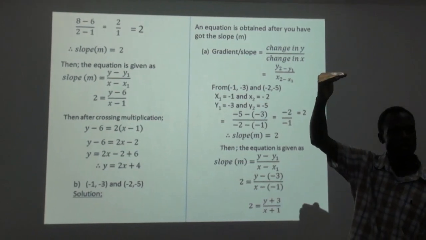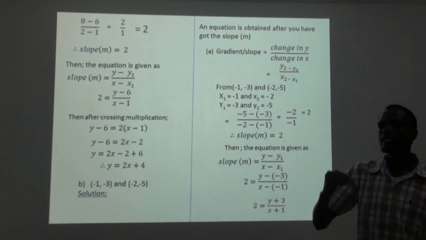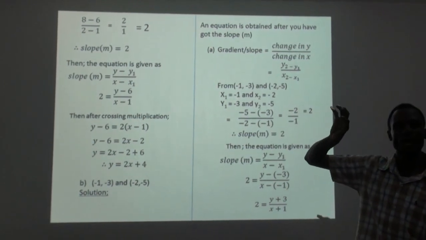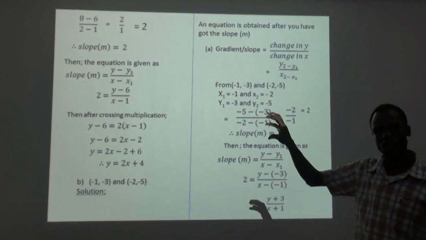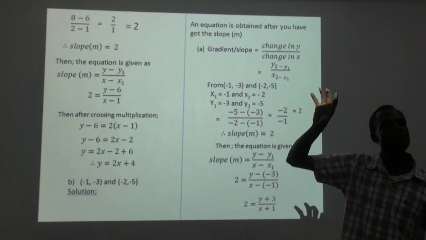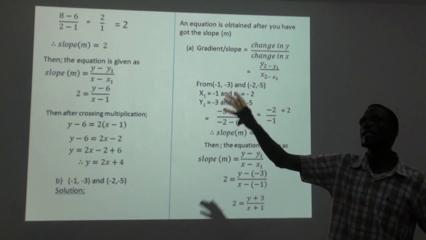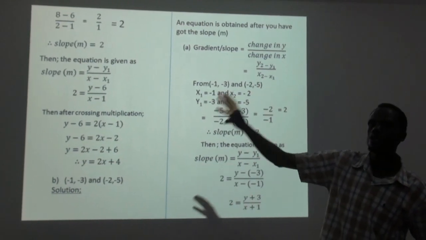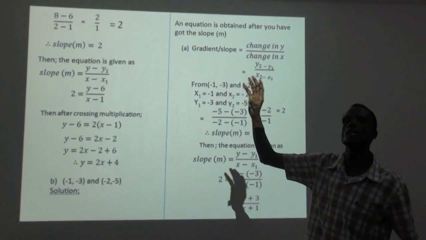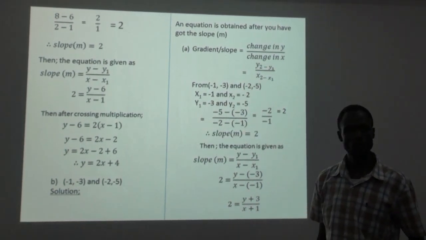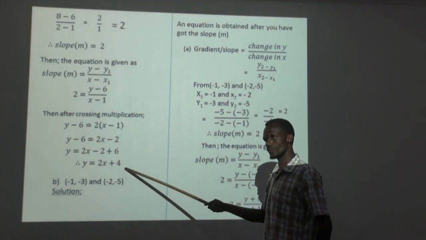The first principle: what did we look for? The gradient. After finding the gradient, we equate it to y minus y1 over x minus x1. After that, we substitute x1 and y1 and the gradient we have, then we close the multiplication. After closing the multiplication, we make y the subject of the formula, because that is the principle. You understand? Yes. And that's why the equation was simple in this one.